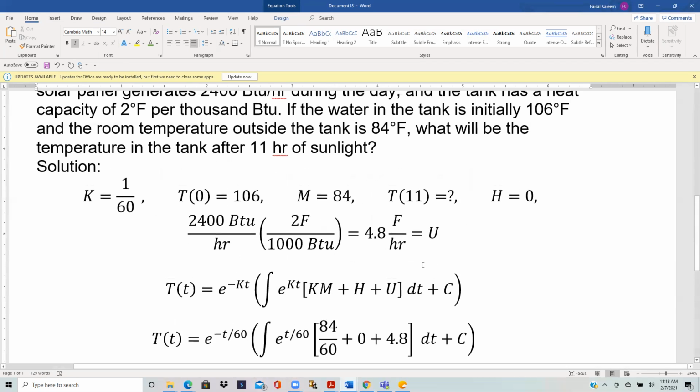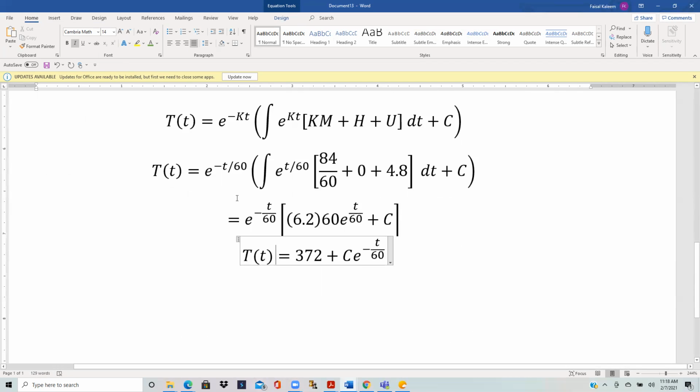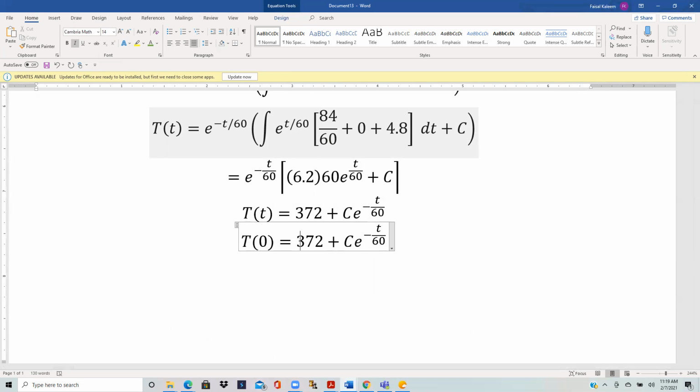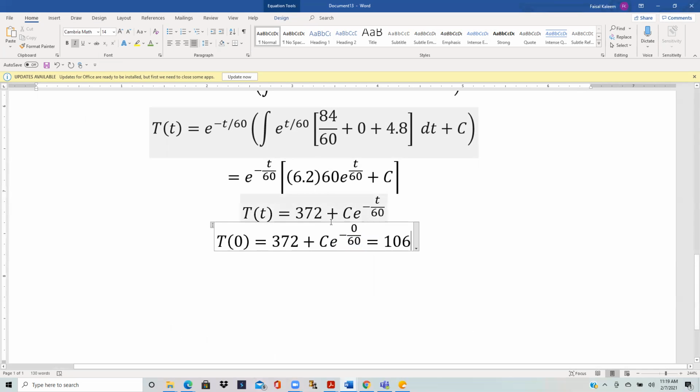And then we use the initial condition to find C. So T of 0 is 106. So we use that. T of 0, so substitute 0, is equal to 106. Okay, so C e to the 0, that is just C. And 106 minus 372 is negative 266. So C is negative 266.